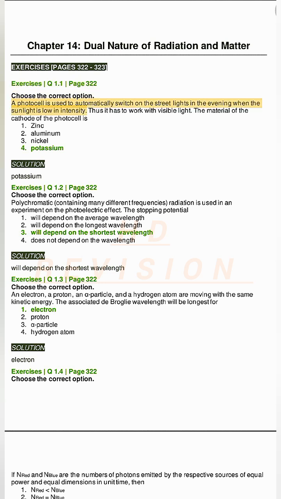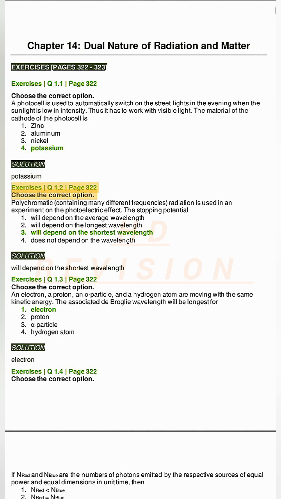A photocell is used to automatically switch on the street lights in the evening when the sunlight is low in intensity. Thus it has to work with visible light. The material of the cathode of the photocell is: 1. Zinc, 2. Aluminum, 3. Nickel, 4. Potassium. Solution: Potassium.